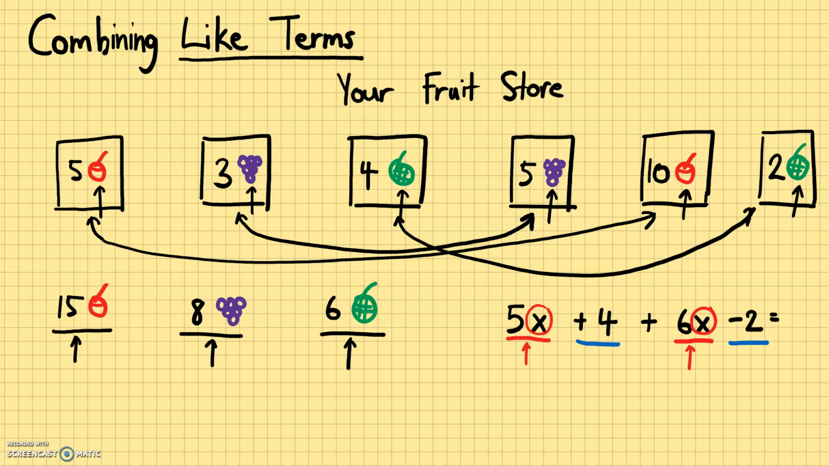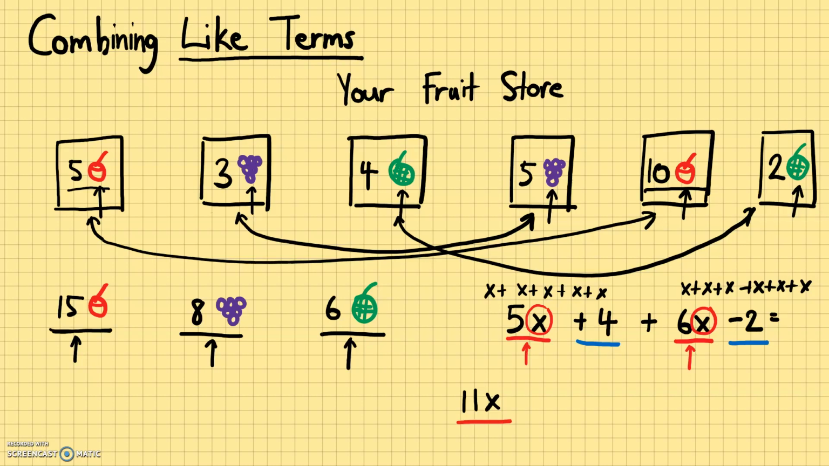Now, what would 5x plus 6x equal? Well, if we have 5x's here and 6x's here, then if we add them together, we're going to have a total of 11x's. And again, this is the same thing we did when we added apples. We had 5 apples here, we had 10 apples here, so altogether we ended up with 15 apples.